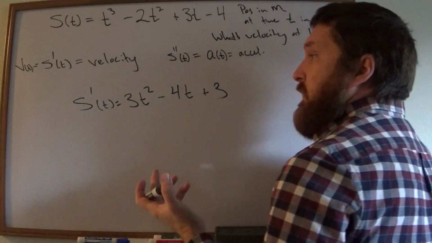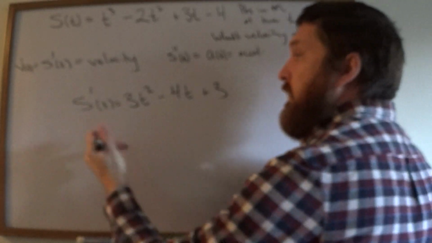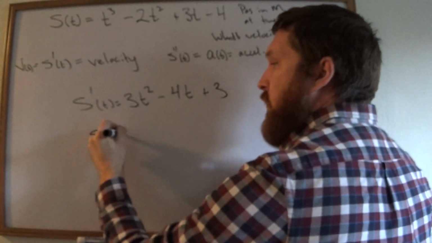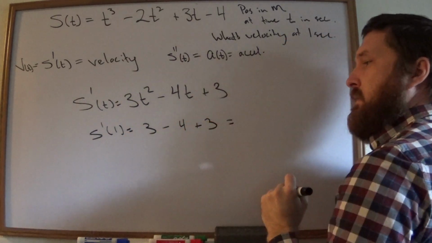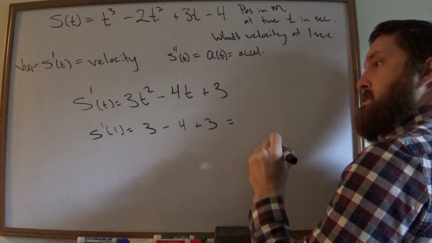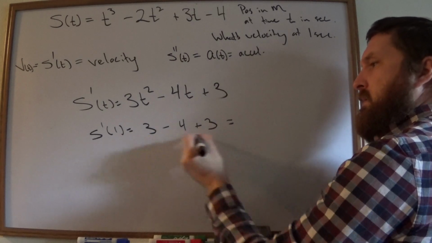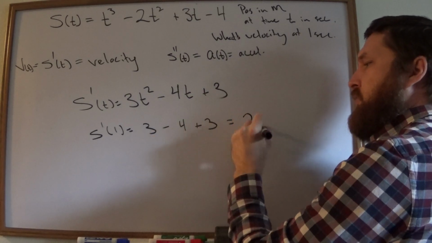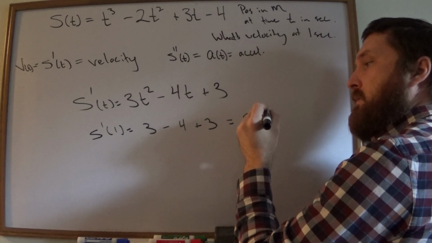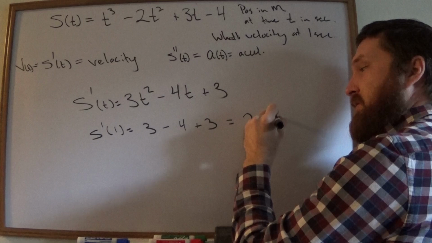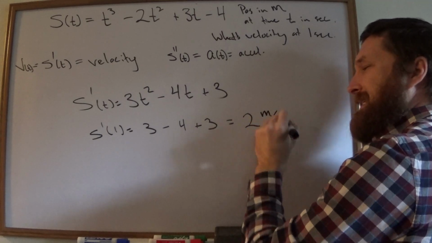Plug in a 1. s prime of 1 is 3 minus 4 plus 3. It's positive 2 meters per second.